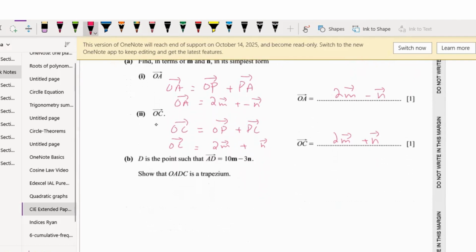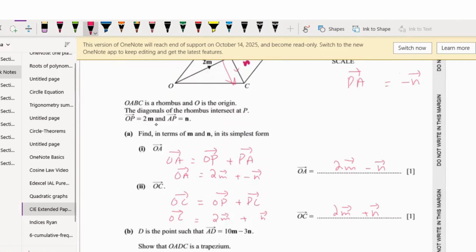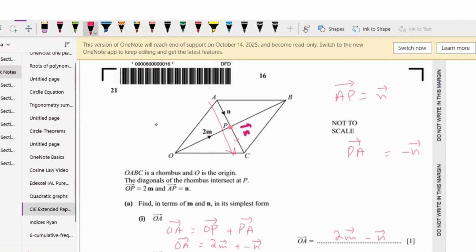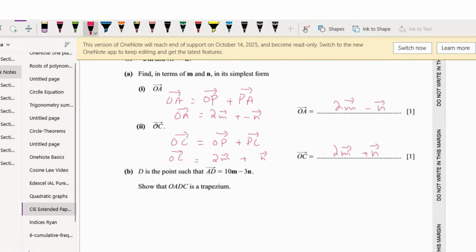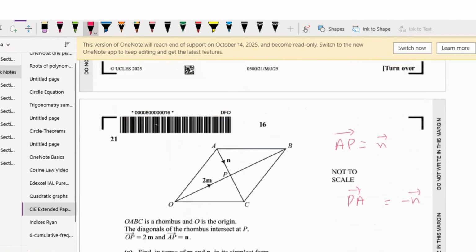Now D is the point such that AD is 10m minus 3n. Okay, now D is the point on this rhombus such that AD length is given, but we don't know where D is. Show that OADC is a trapezium. OAD, we don't know where D is, and C, okay? Where should be the D so that it will be proved a trapezium?